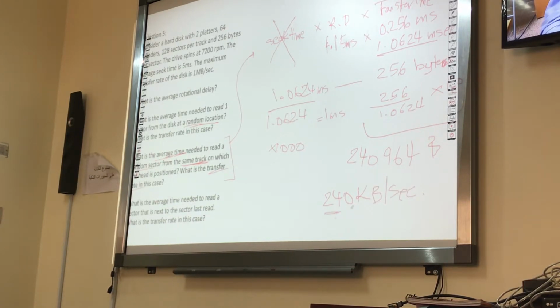Okay? Now notice that the rate has increased. Previously in this problem the rate was 50 kilobyte per second. Now it has increased to 240 kilobyte per second. Why? Because we don't have to seek. The seek time is not included. So the transfer rate has increased. Understand?